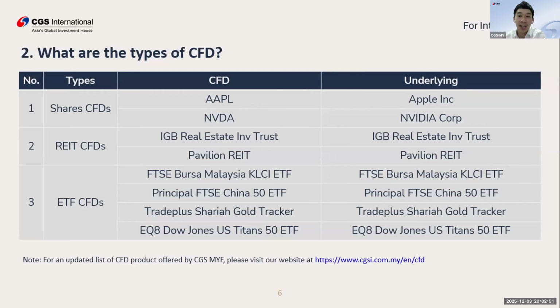For Apple CFD, the underlying asset will be the Apple shares. Another example is REIT CFD, where we have something like IGB Real Estate Investment Trust, where the underlying asset is the IGB REIT. Sorry, REITs. We also have Pavilion REIT, where the underlying asset is the Pavilion REIT. Other than REIT CFD, we also have ETF CFD. As you can see on the screen, most of the index CFDs and also the FTSE China index CFD as well.